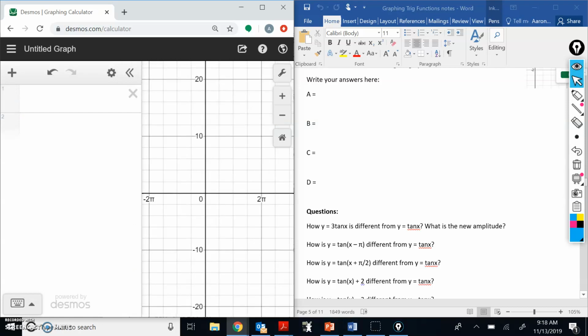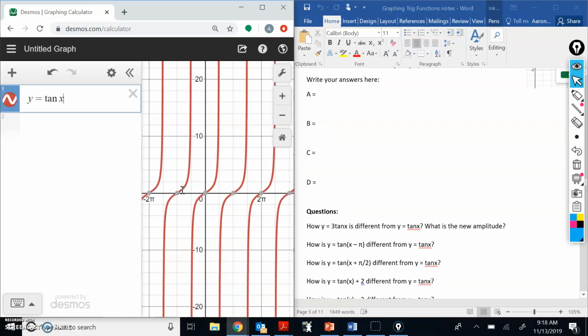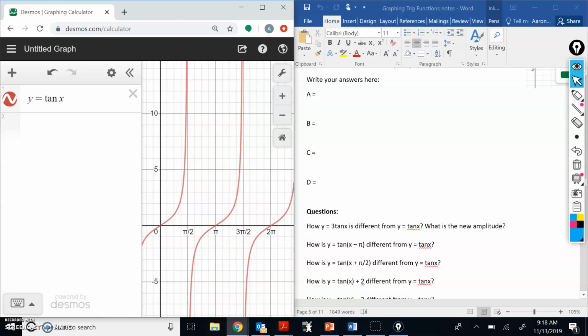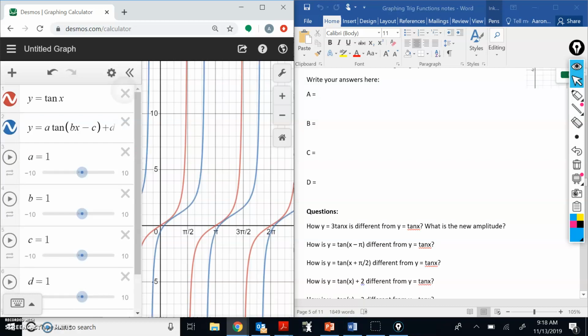Here's what the graph's going to look like. If we type in y equals tan x, you do get that weird looking shape. And you see that, if I can zoom in, at every pi over 2, the graph doesn't happen. It's not going to show you the asymptote, but you do see that there's like an imaginary brick wall there. So now if we change A, B, C, and D, let's see what happens to this tan graph.